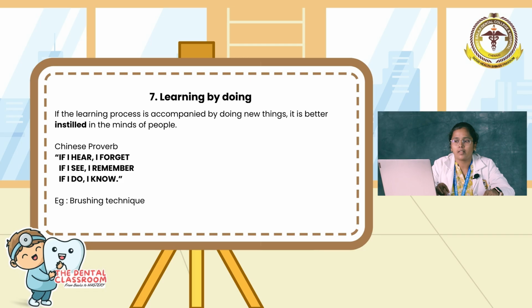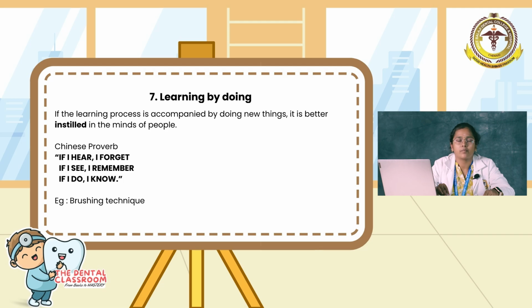Next principle is learning by doing. If the learning process is accompanied by doing new things, it is better instilled in the minds of people. It is based on the Chinese proverb that if I hear, I forget, if I see, I remember, if I do, I know. So, always doing something will be better instilled into the minds of the people rather than telling or seeing something.